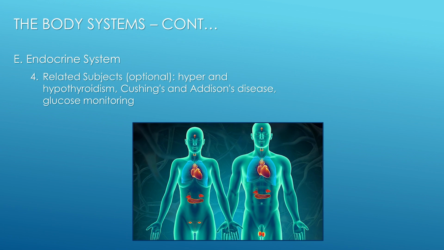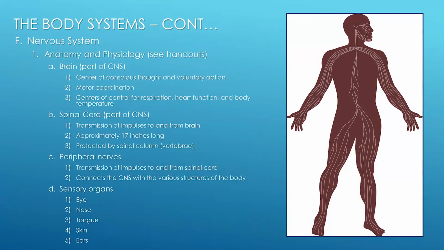and glucose monitoring. F. Nervous system. Anatomy and physiology. The brain, center of conscious thought and voluntary action. Motor coordination. Centers of control for respiration, heart function, and body temperature. The spinal cord. Transmission of impulses to and from the brain. Approximately 17 inches long and protected by a spinal column, vertebrae.